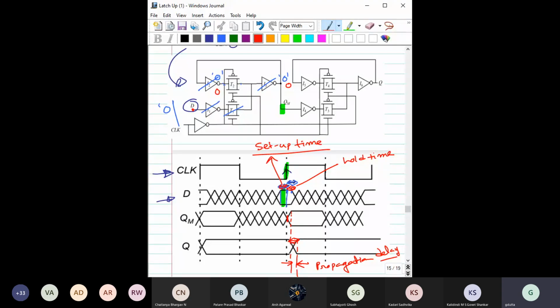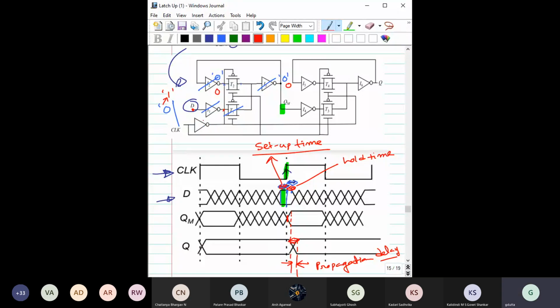Suppose now there is any data, D has changed from 0 to 1. Will that affect this 0? No, right? But just think about it. Say this inverter was not there. Then whatever the change in D, that will be immediately reflected across this transmission gate. However, if you consider this clock or this clock bar, it is going through one inverter delay.